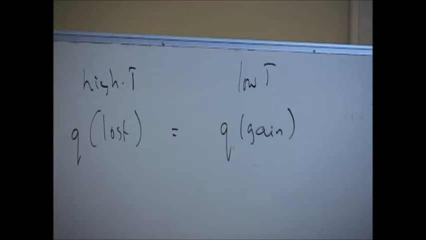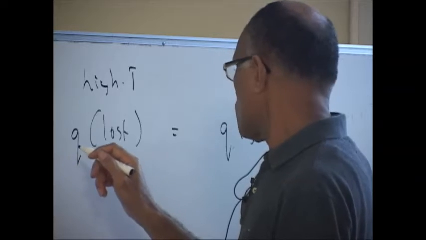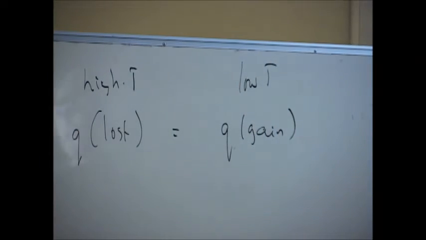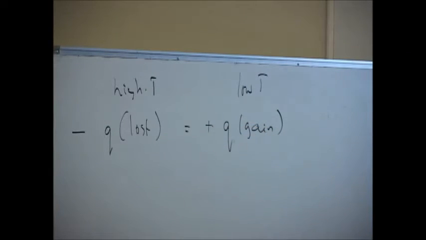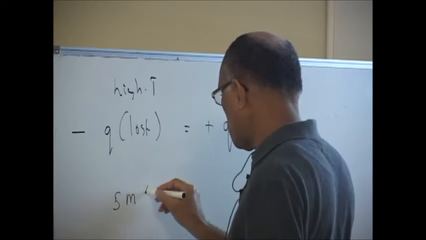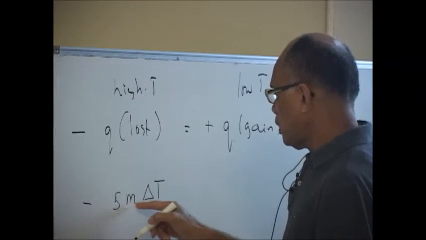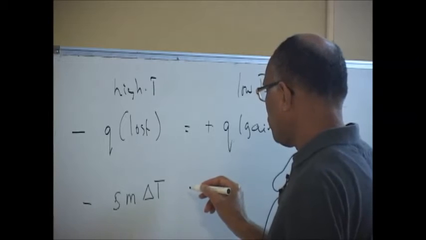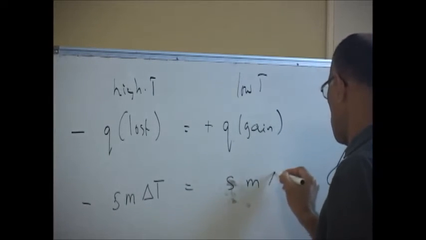So when Q is lost from the system, Q is lost, that's negative. And the Q that is gained will be positive. So let's put in the equation for finding Q. We know that Q is equal to S times mass times delta T. So this is the mass of water, which is 100 grams. It's the same thing here.